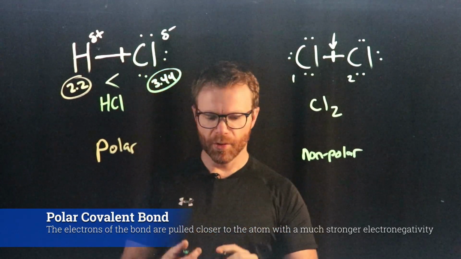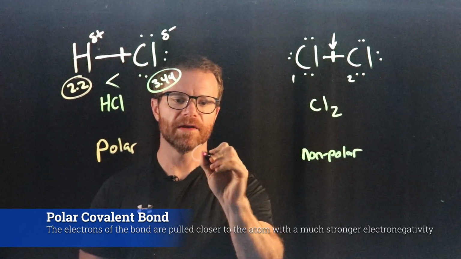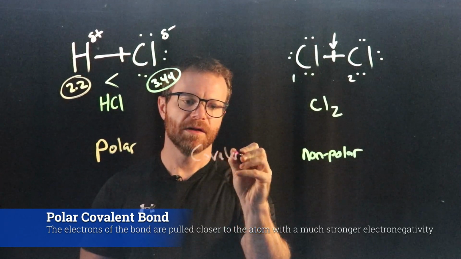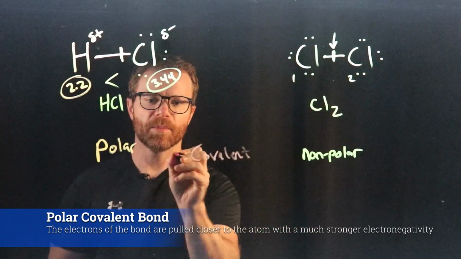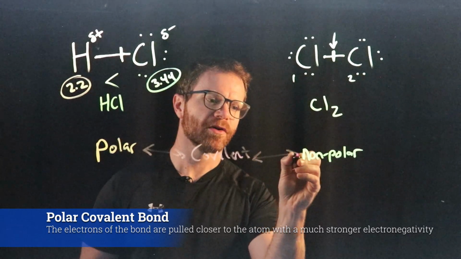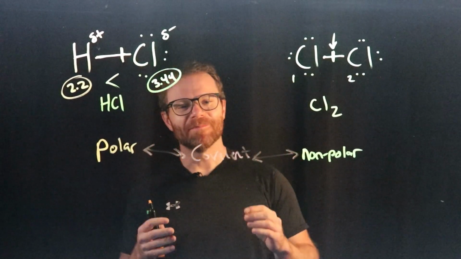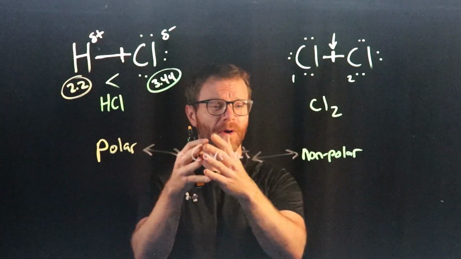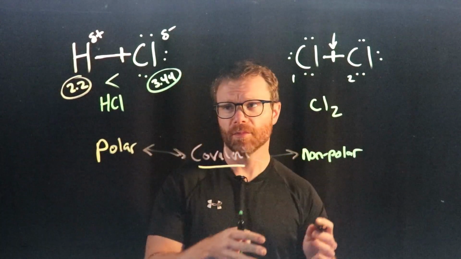Now, both polar and nonpolar, it's important to note, are types of covalent bonds. Polar and nonpolar aren't something that happen with ionic bonds. Ionic bonds, I guess you could say, are so polar, they're super polar. They're like beyond polar. But with covalent bonds, they can break down to be either polar or nonpolar.